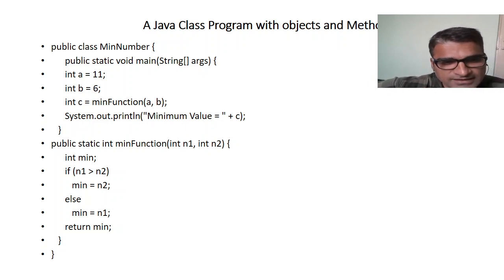So in this way, we can write a class program which has objects and methods in a Java program. When we execute this program, if you observe, object A has the value 11 and object B has the value 6, so the minimum number will be returned as n2. So we will get the output as object B. Why? Because object B has a minimum value compared to object A. So in this way, we have successfully completed the first concept of the second unit, called class.